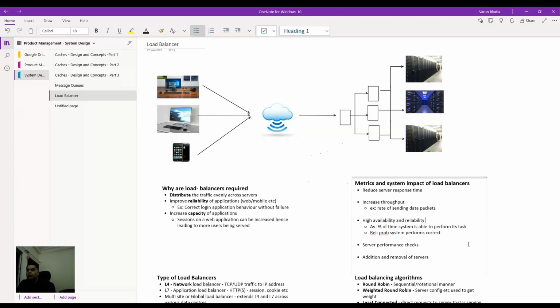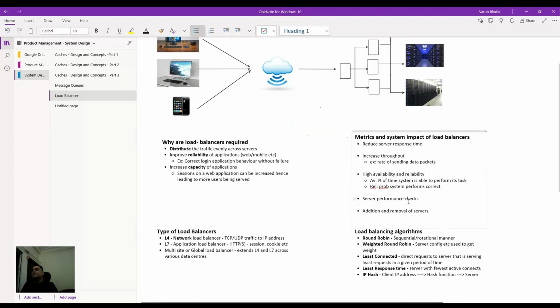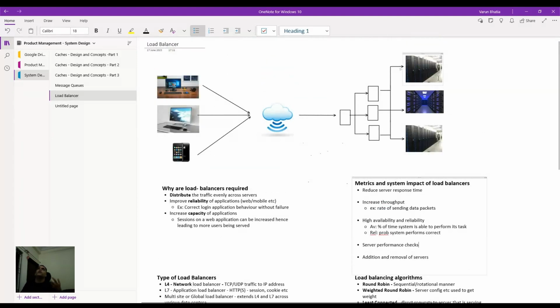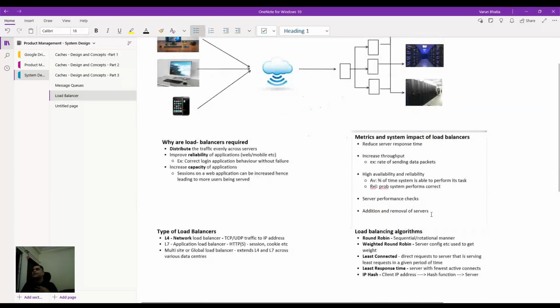So both of these metrics are discussed, I would say, in engineering discussions when products sit, when it's the first-time design, right? Or you're trying to improve the design of the system when you're bringing in more users, right? So those times I think you should definitely have server performance checks, sort of health checks, that you put in place to see if some servers are being overutilized or underutilized, right? And addition or removal of servers.